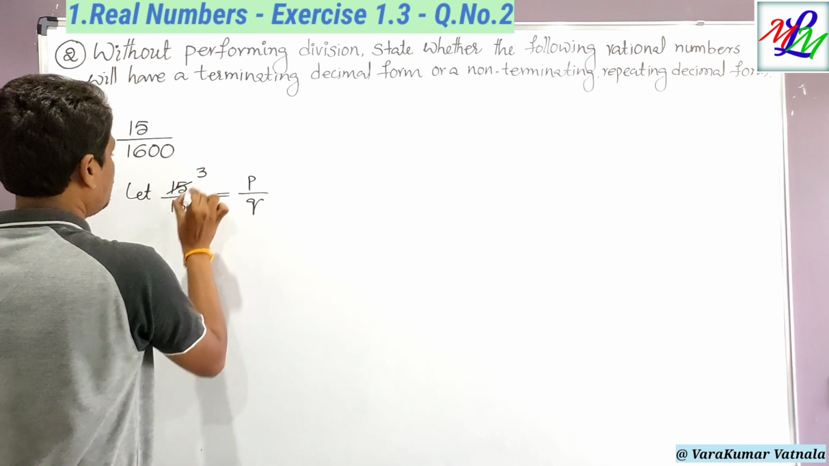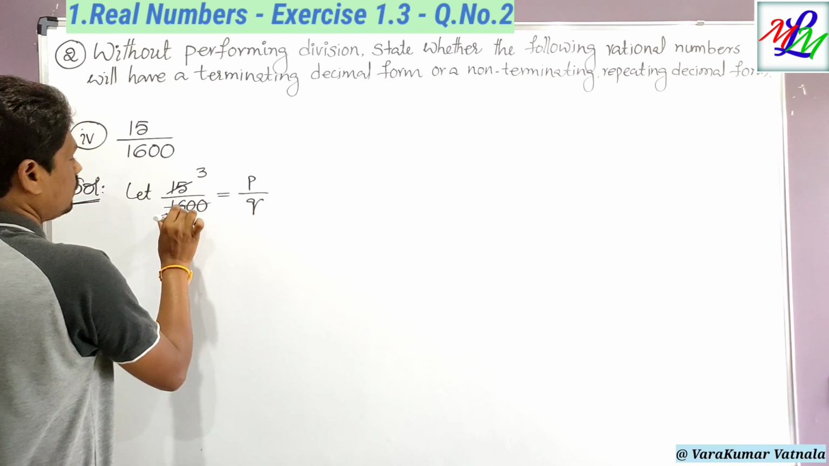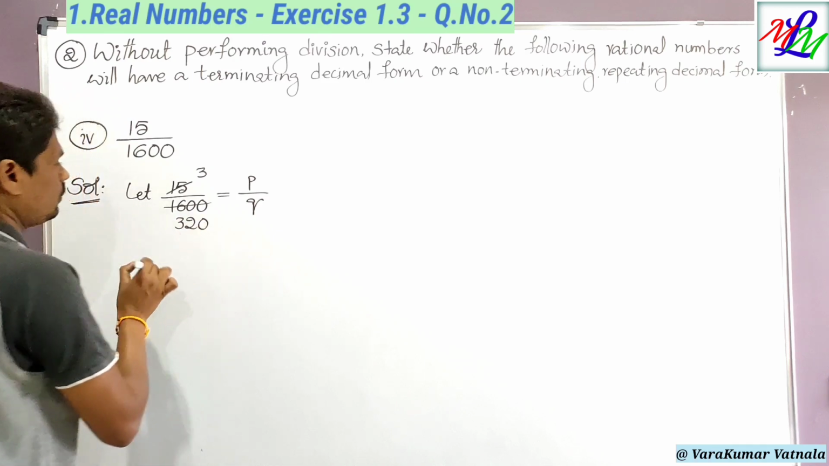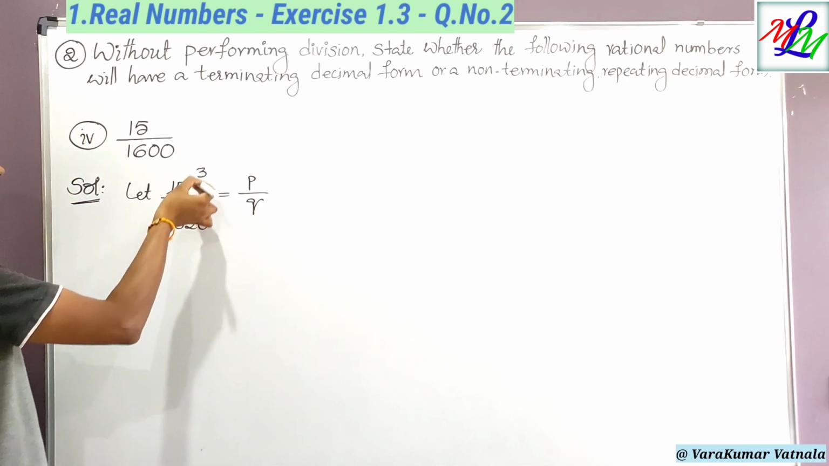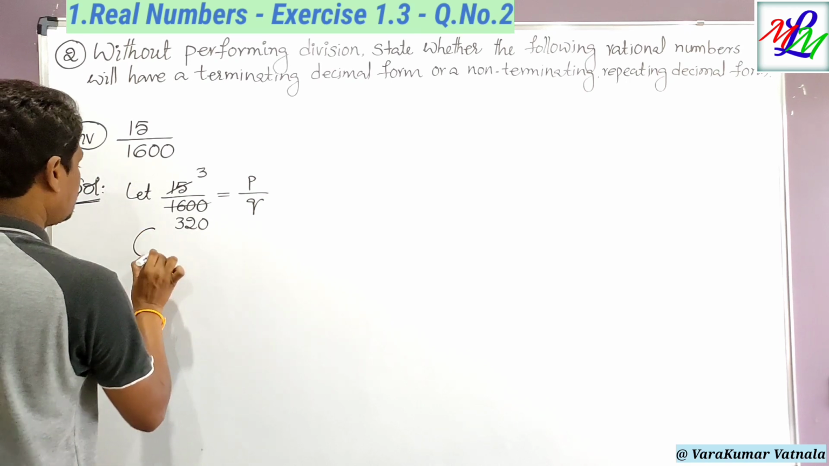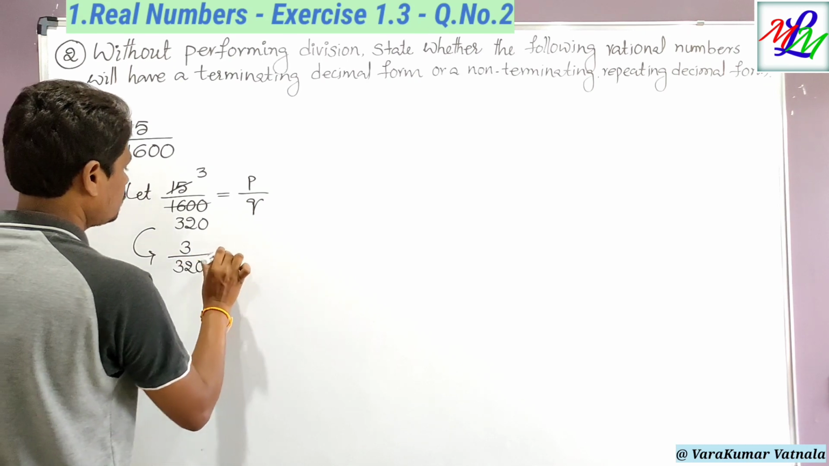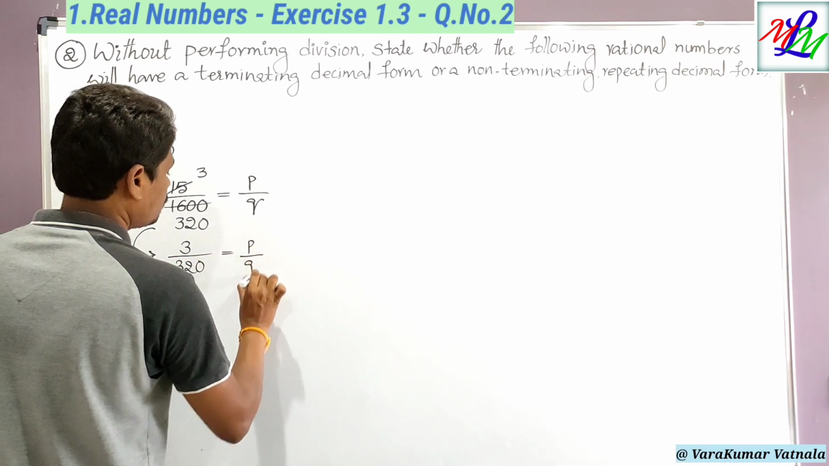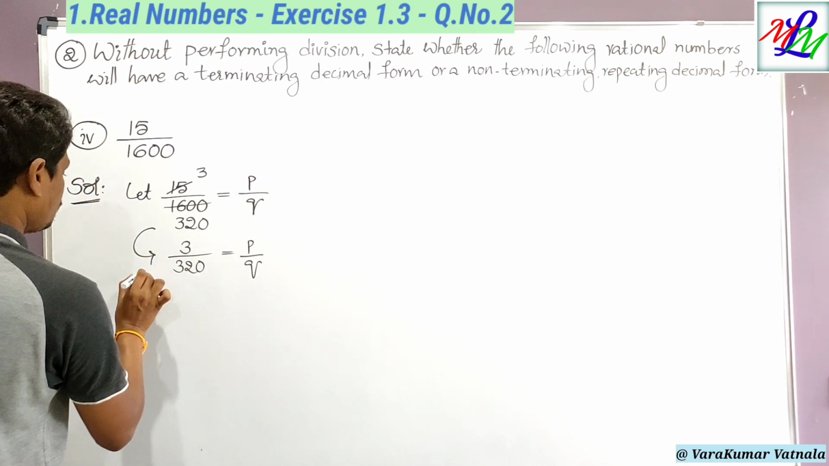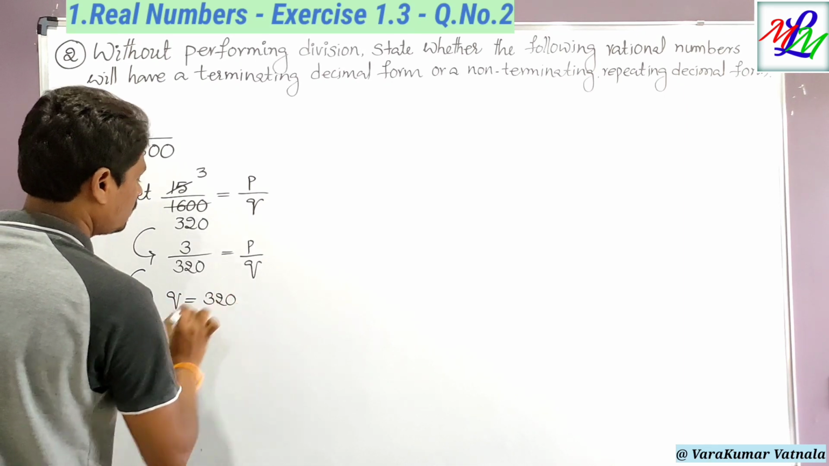5 3s are 15. Again, 5 3s are 15. 5 2s are 10. Again write a 0. So now it is 3 by 320, so we can write 3 by 320 is equal to P by Q. Now there are no common factors for these two. We can write Q is equal to 320.